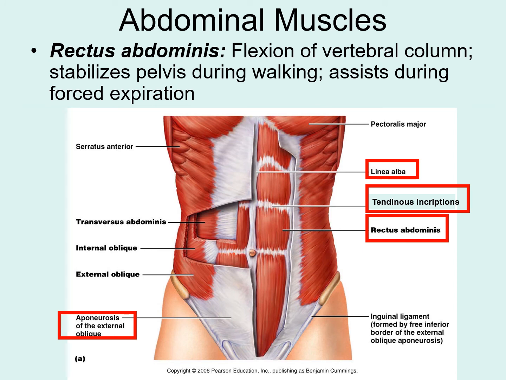We look at the abdominal muscles. Once again, look at the direction that the muscle fibers are oriented to help you keep straight and distinguish between them. The rectus abdominis is involved with flexion of the vertebral column, helps to stabilize your pelvis while you're walking, and it also assists you when you're forcefully exhaling. So here's the rectus abdominis here.